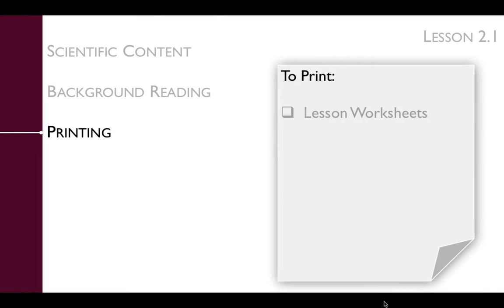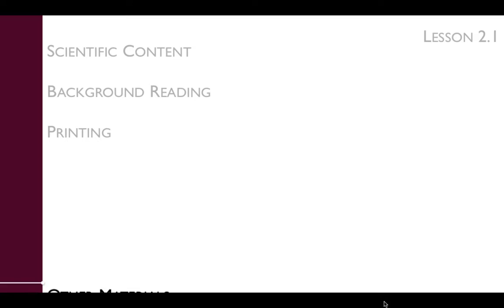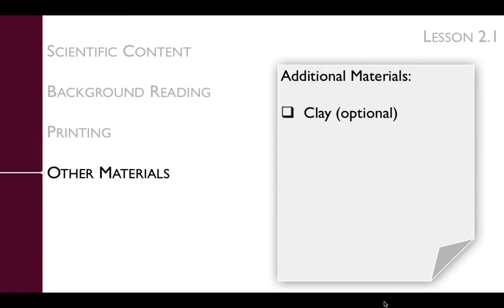You'll need to be sure to print the lesson worksheet and homework worksheet for your students. For this lesson, you may also want to have clay or Play-Doh. Some classes have enjoyed making their neuronal models out of 3D substances, so you may want to have some on hand in case that's something that your class would enjoy doing.